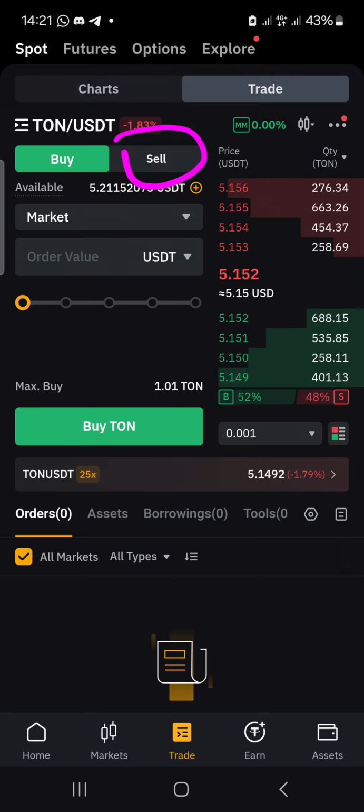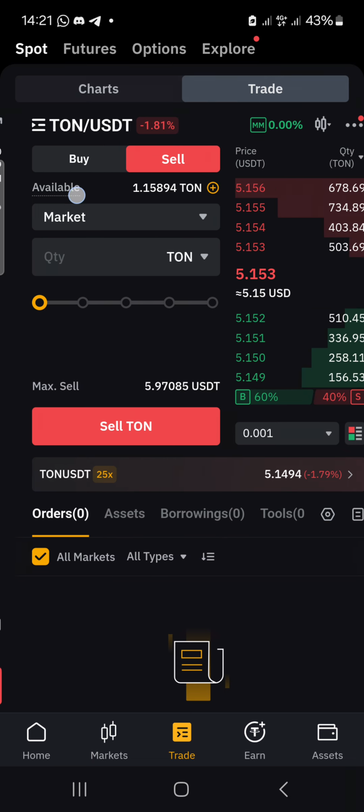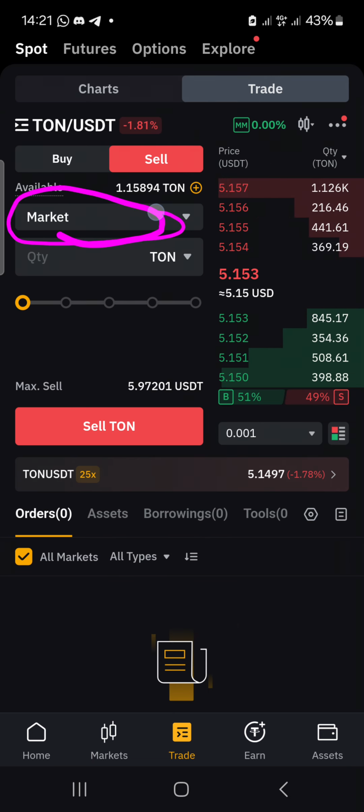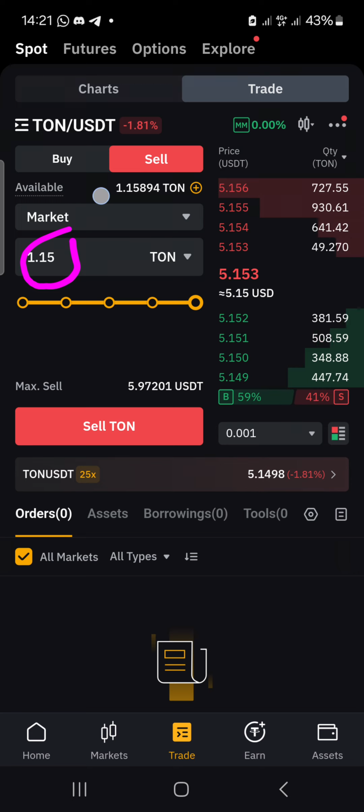So we click on sell. We want to sell by market order. Since market order is already here, we still leave it at market order. So drag this to choose the quantity you want to sell. If you drag this to the end, you're going to be able to sell 100% of your holding, which is, of course, what we can see here.